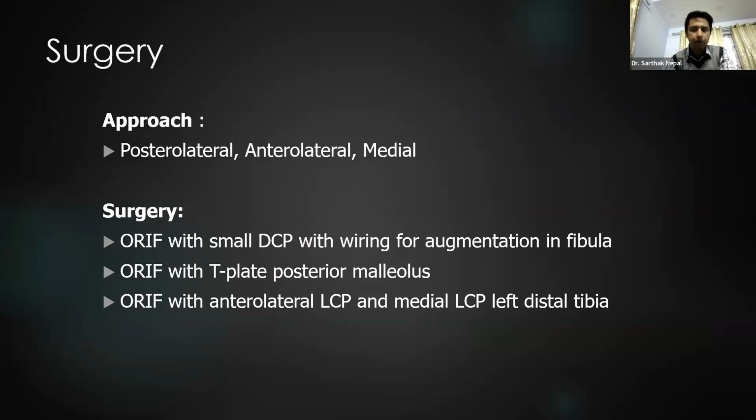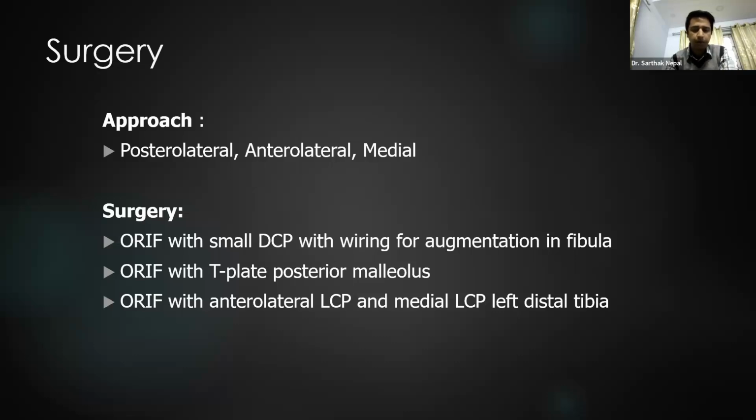So after waiting for a period of about 10 days, I planned for the definitive treatment. I placed the patient in the lateral position and used the posterolateral approach between the peroneus longus and the FHL to fix the fibula and the posterior malleolus by open reduction and internal fixation. I fixed the posterior malleolus using a T-plate and the fibula using a 3.5 mm DCP.